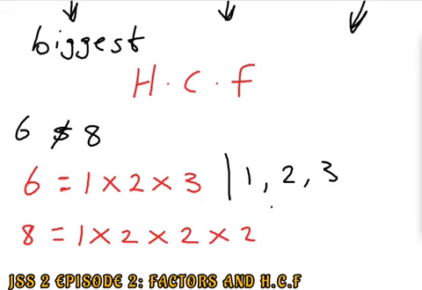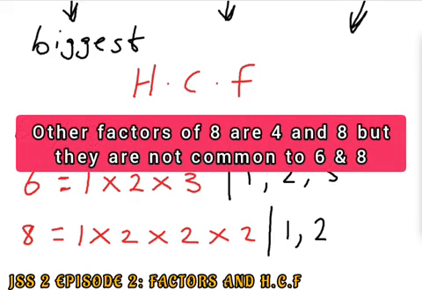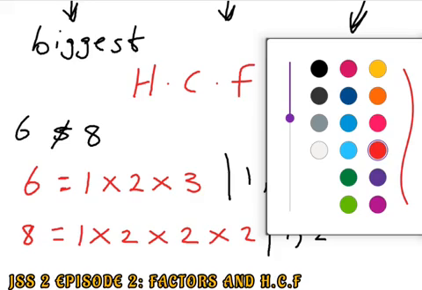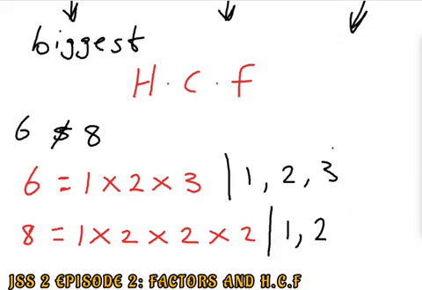Now the factors of 8 are 1 and 2. We don't have to write 2 three times because 2 is the same number. 2 is the same as 2. So the factors of 8 are 1 and 2. Now, what is the common factor between the factors of 6 and the factors of 8? The common factor is the factor that we'll find in the two of them, and that is what? 1 and 2. Because we find 1 and 2 here, we also find 1 and 2 here.